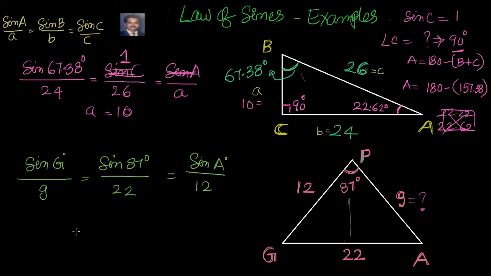Sine of G by g equals sine of 87 by 22 is equal to sine of A by 12. Now it's pretty straightforward. This is nothing but equal to a constant. I can find it with the calculator, and I have 12 here, so I will work on this particular part and find out what is angle A.